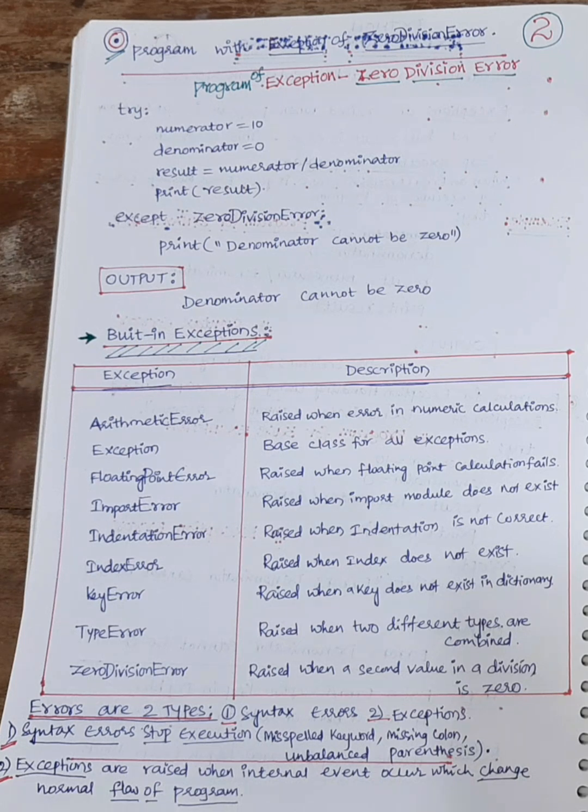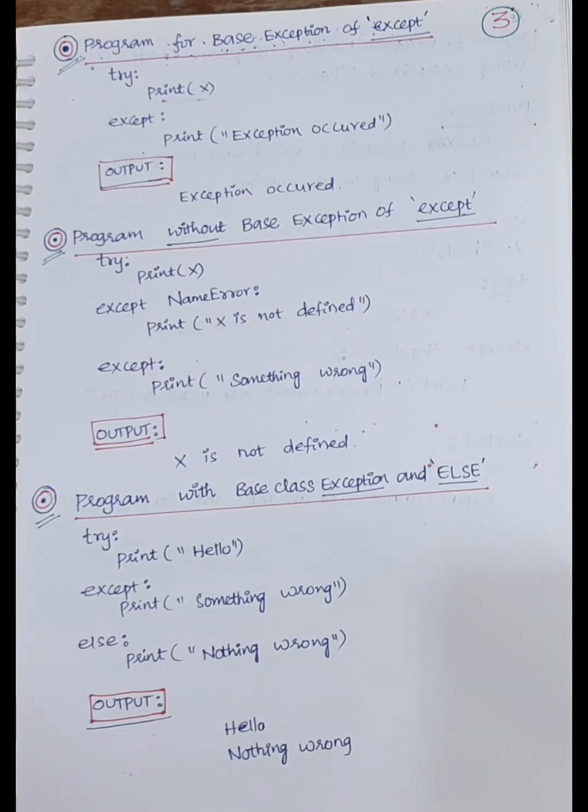What is the type of the error? We write it in the except block. According to our own choice, we can give the message. I'm going to use the base except. This base except can be used for any type of error.